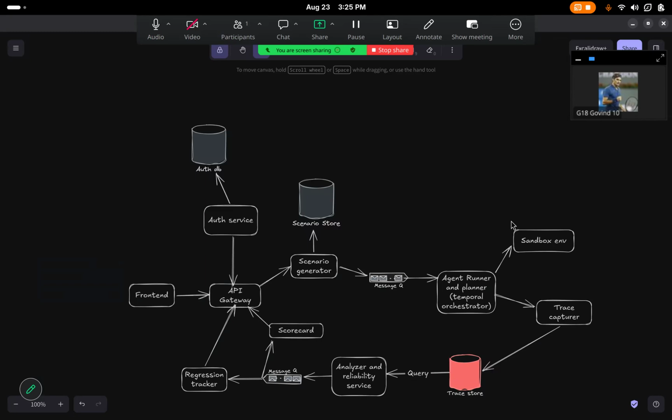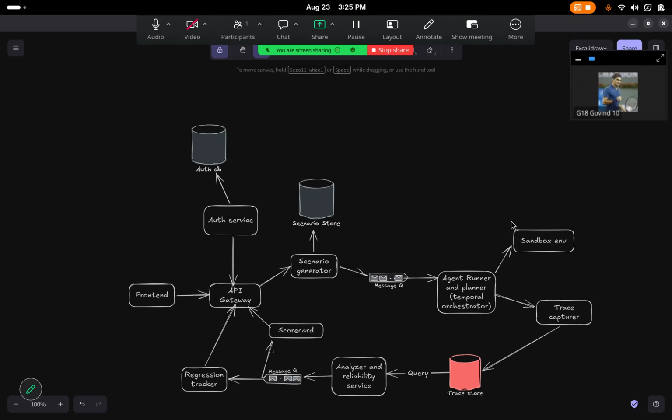This means scenario generation and execution do not have to be tightly coupled. Agent runner can scale independently based on evaluation workload. The agent runner consumes these jobs and starts a Temporal workflow. Temporal is responsible for durable orchestration, retries, timeouts, and maintaining the execution state of a multi-step agent event. The workflow drives execution inside a controlled sandbox.